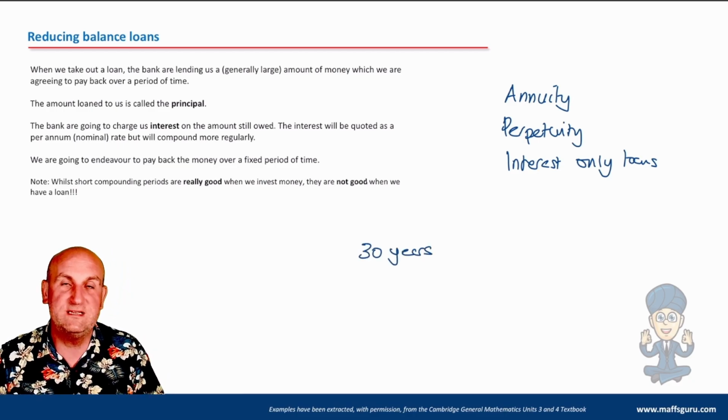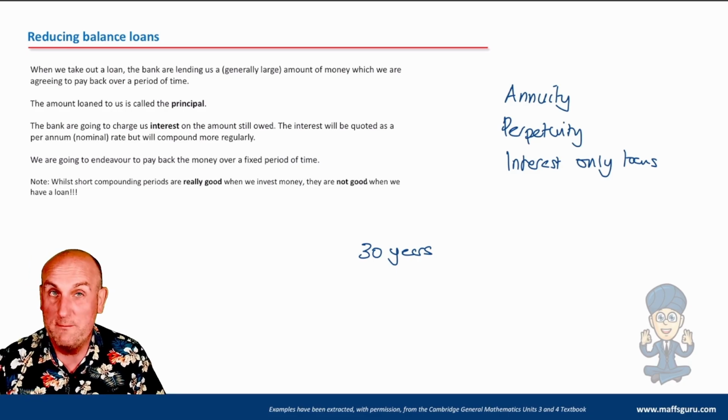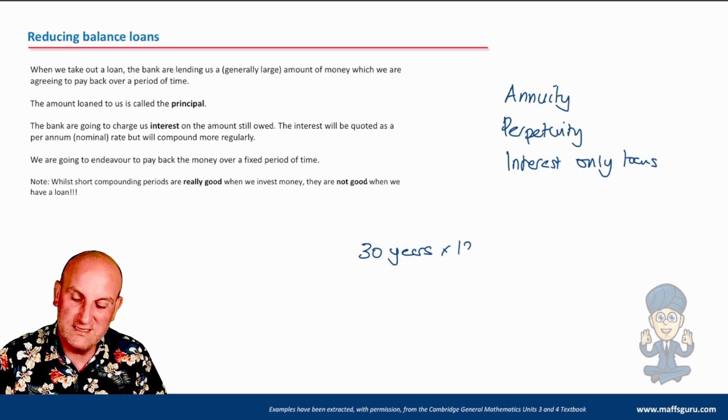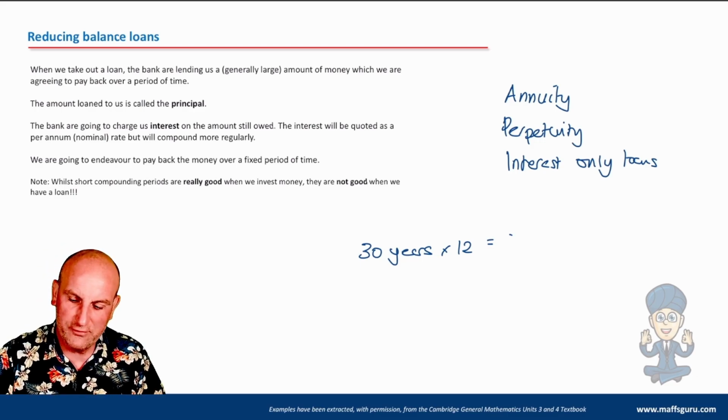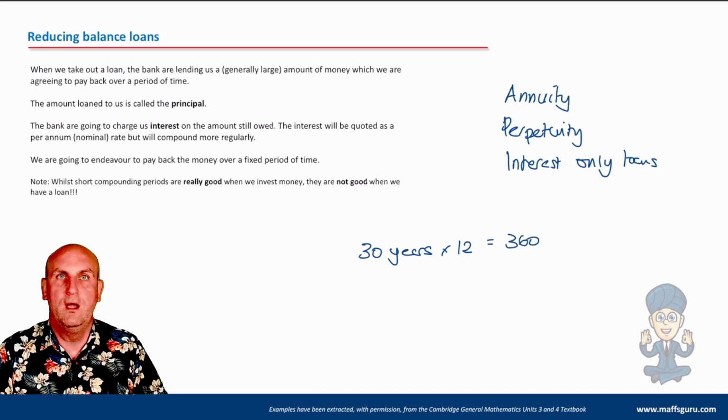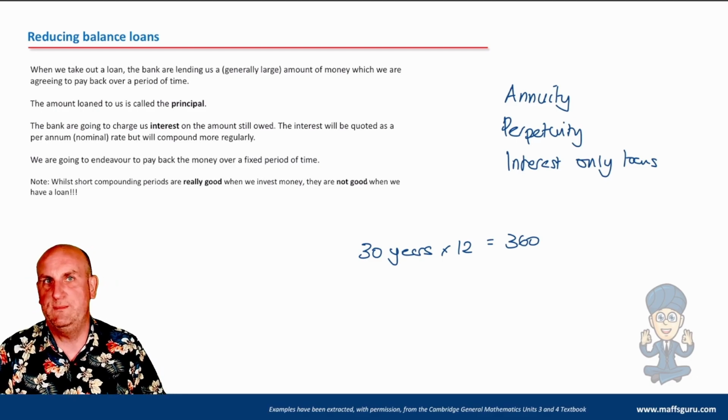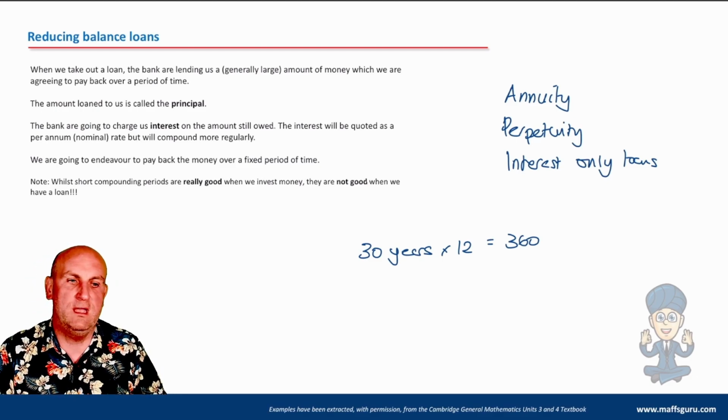Well, they're not just going to allow me to make 30 payments because I'm going to pay it every single month. So in which case I'm going to do 30 times 12, lots of payments, aren't I? Yeah. So that's a lot of payments. So what is that? 360 payments. But will I always make 360 payments? What if, I don't know, I come into some money?